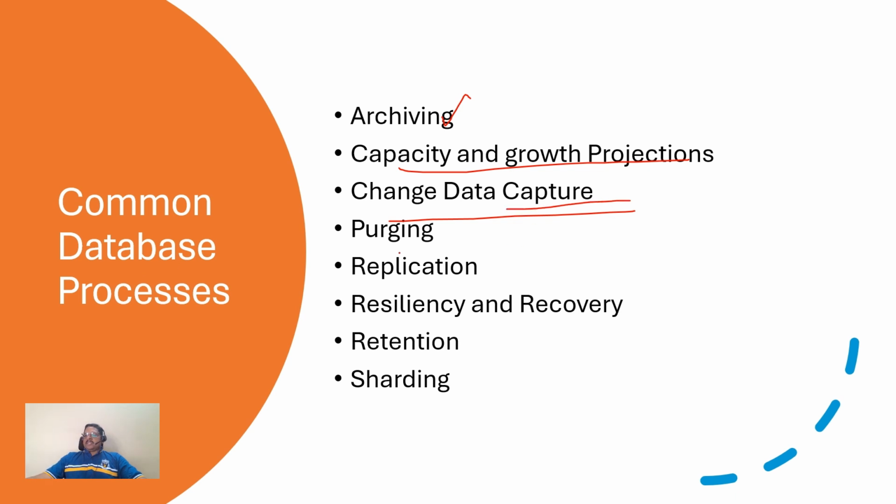Then another database process is purging. Purging is the permanent deletion of obsolete or unnecessary data from databases. And DAMA DMBOK highlights purging as essential for maintaining data quality, compliance, and efficient resource utilization. Okay, that's about purging. Then we have something called replication. Replication involves creating and maintaining copies of data across different databases or locations.